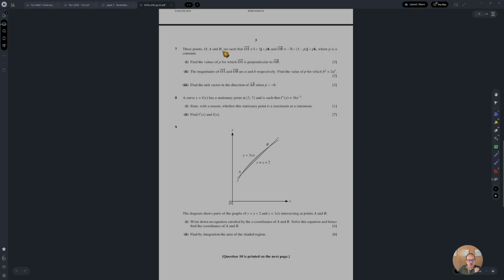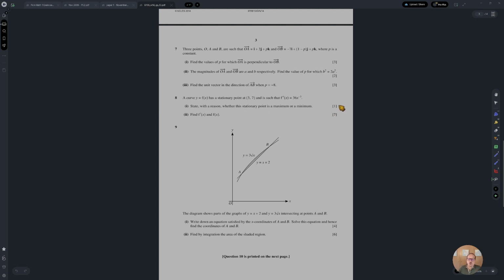Finally, we have this question, a winter 2014 paper, question paper 13. And the question is this one over here, 8, with 8 points. A curve y equals f of x has a stationary point at (3, 7) and is such that the second derivative of this equals 36x to the power minus 3. State with a reason whether the stationary point is a maximum or a minimum.